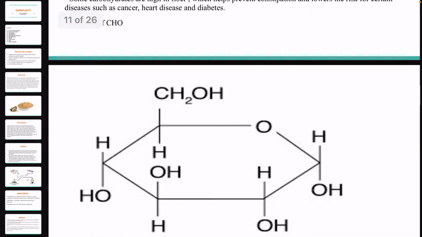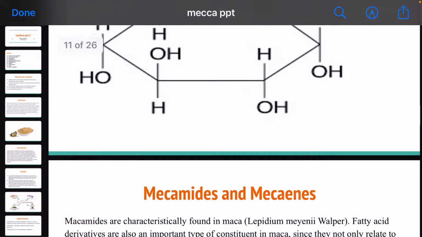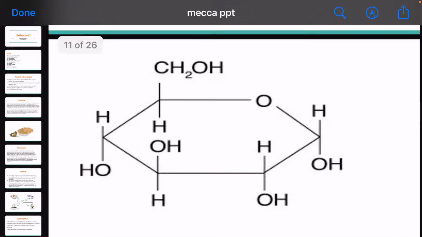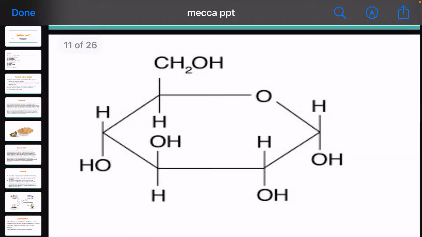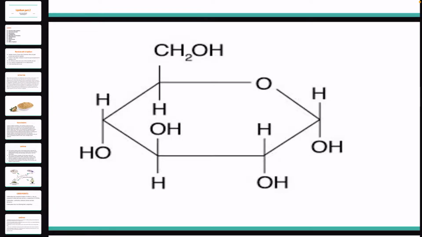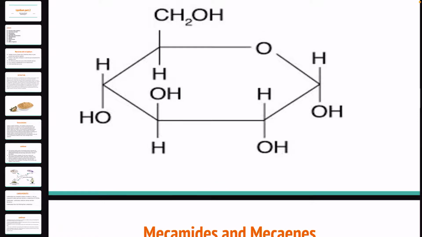Now basically we'll discuss macamides and macaenes. Before that, let's see the structure of carbohydrates. Well, here is the structure of carbohydrates. What is basically a carbohydrate? As we can see, it contains one carbon chain with CHO, which is attached to many H, which is again linked to OH and water compounds. I guess it has about 4 to 5 water molecules attached to it.